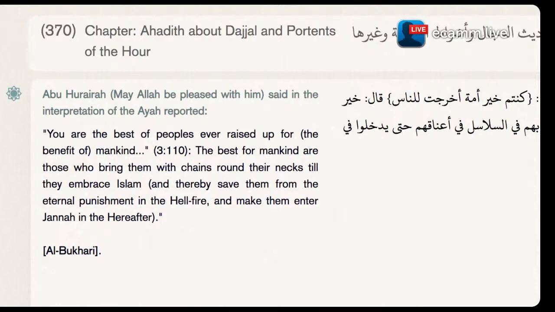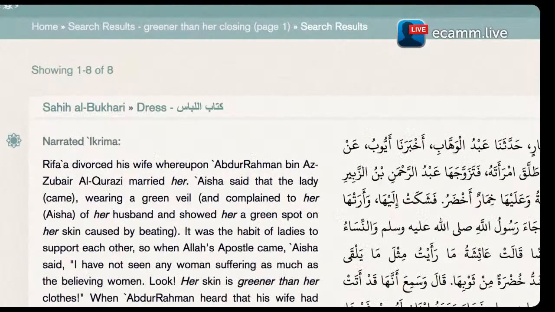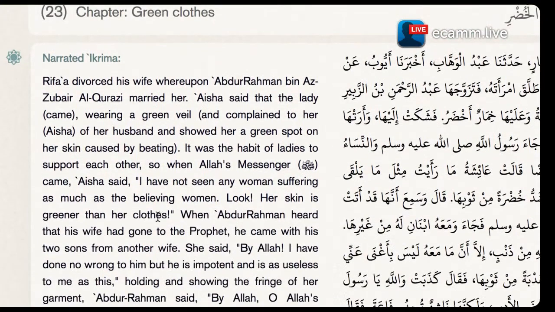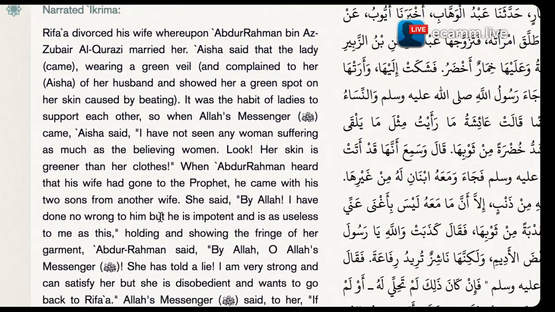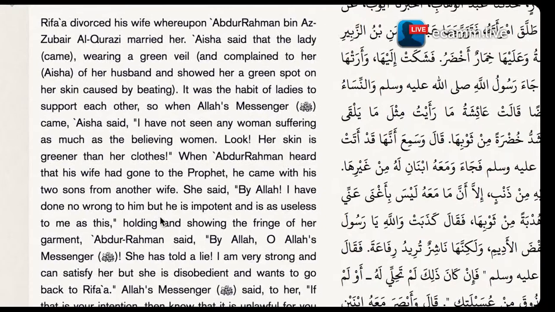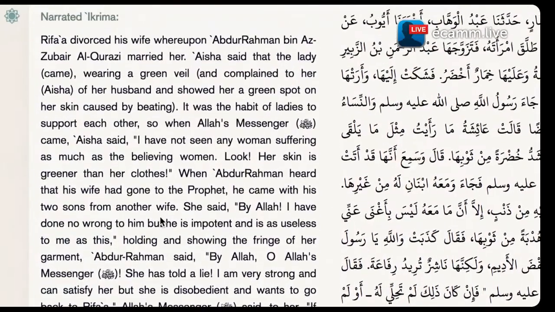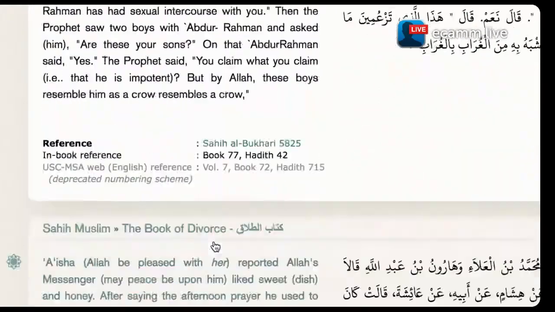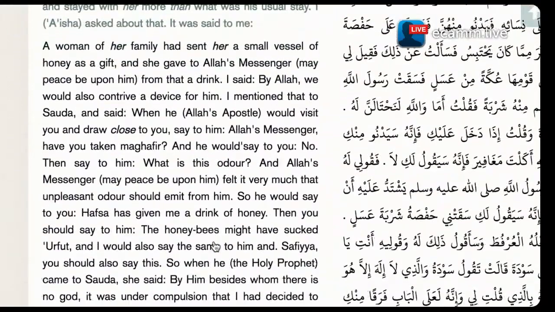So can I say Islam is protecting women from men when the men are the ones who are harming them? The husband is the first one to harm them. This is a story of a woman. Her husband had beaten her until her skin became greener than her clothing. And Aisha said, I never saw a believing woman who is not suffering. No one suffers as much as a believing woman. And you see, this is the reference. This is an authentic story.